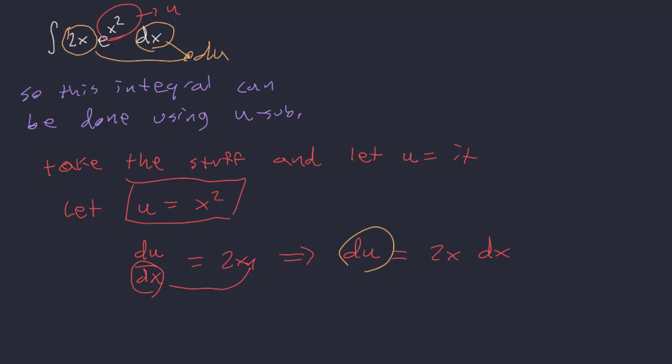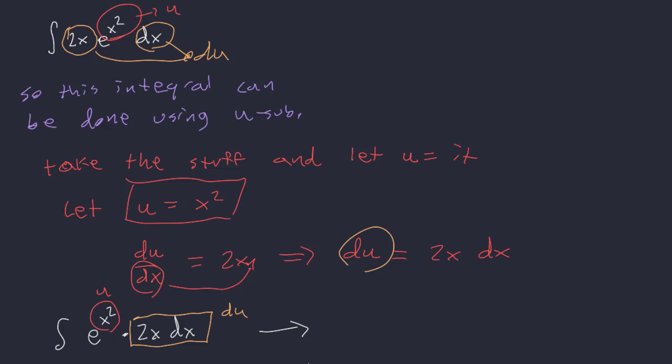In fact, if I rewrite the integral in this order, let's say it's e to the x squared times 2x dx, maybe it's a little easier to see in this case that the x squared would become u, and the 2x dx will become du.